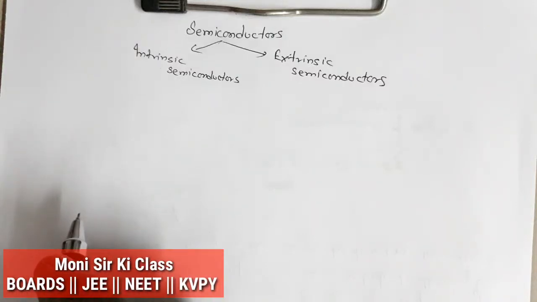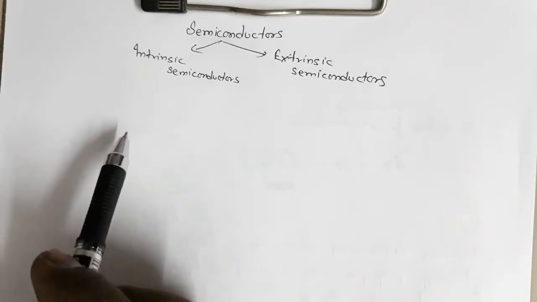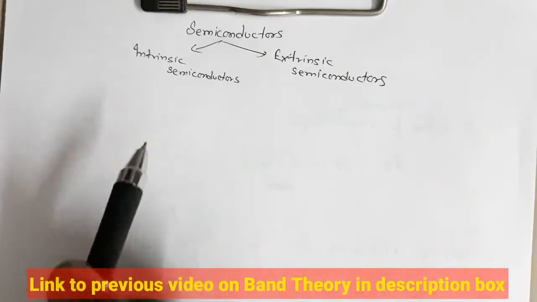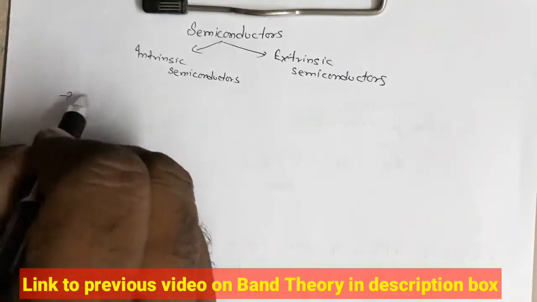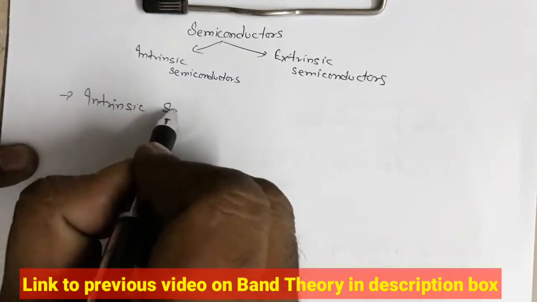Now this video is a continuation of my previous video. Here I am going to discuss the two types of semiconductors, namely the intrinsic semiconductors and the extrinsic semiconductors. Now first is intrinsic semiconductors.